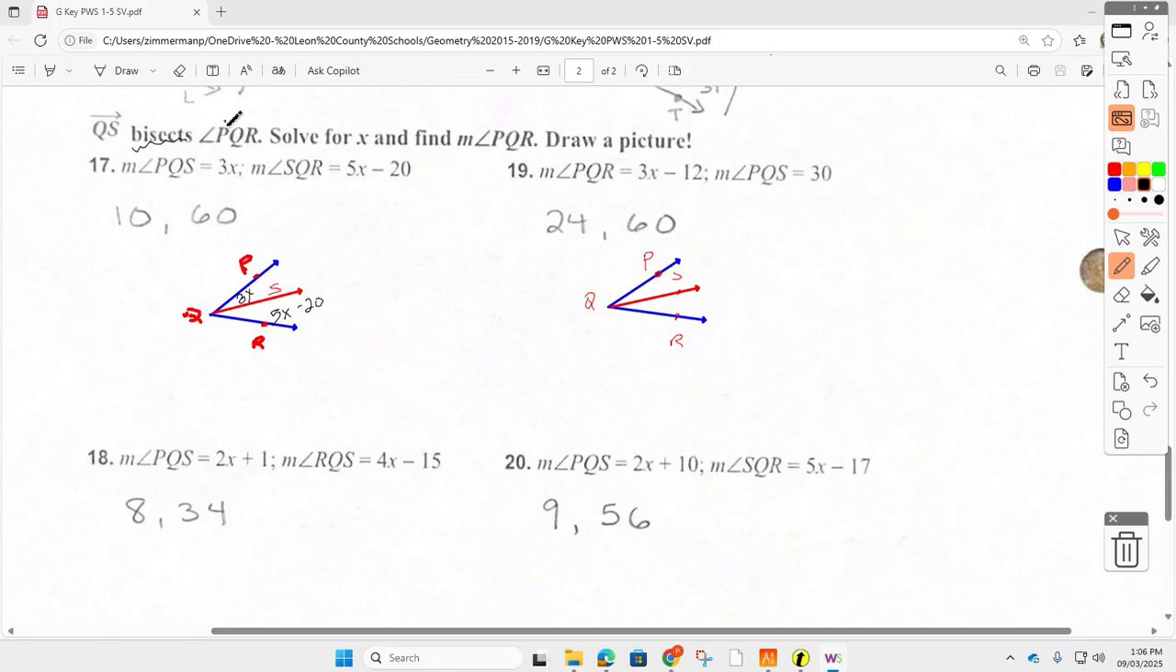Congruent, right? So we know that they're congruent because a bisector puts it into two equal sections. So now we have enough information to write an equation. I'm going to mark these. And that's the other thing we should have done when we drew our picture. We should have indicated that they were congruent, okay?